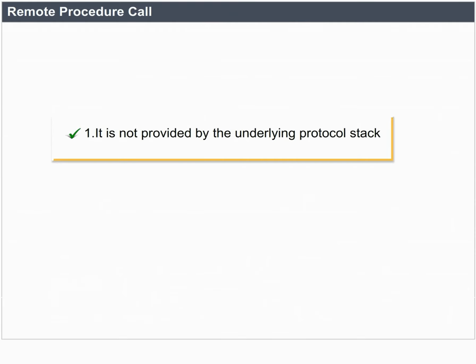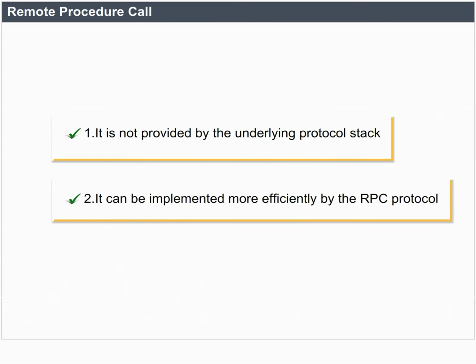The two reasons why an RPC protocol might implement message fragmentation and reassembly are: it is not provided by the underlying protocol stack, and it can be implemented more efficiently by the RPC protocol.